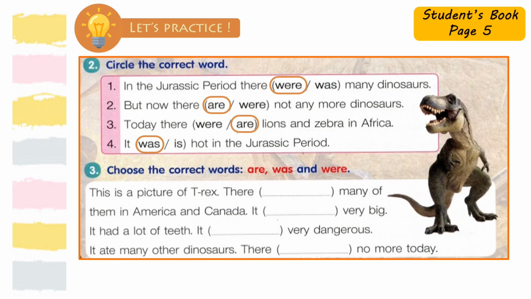Choose the correct words, are, was, and were. So, let's read first. This is a picture of T-Rex. They're blank, many of them in America and Canada. It blank very big. It had a lot of teeth. It blank very dangerous. It ate many other dinosaurs. They're blank no more today. So let's complete the short paragraph with are, was, and were.